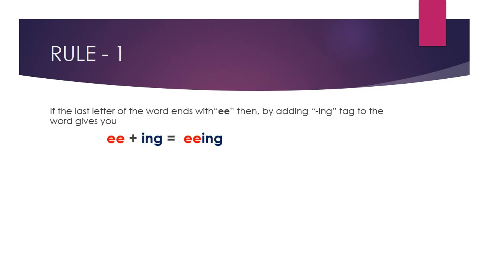Rule 1. If the last letter of the word ends with ee, then by adding ing tag to the word gives you ee plus ing equal to eeing. For example, see is equal to seeing, agree is equal to agreeing, flee is equal to fleeing.